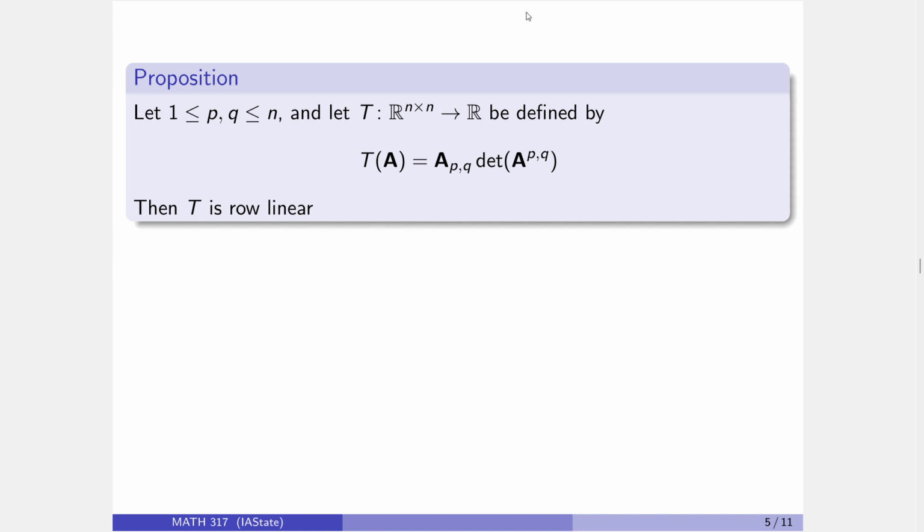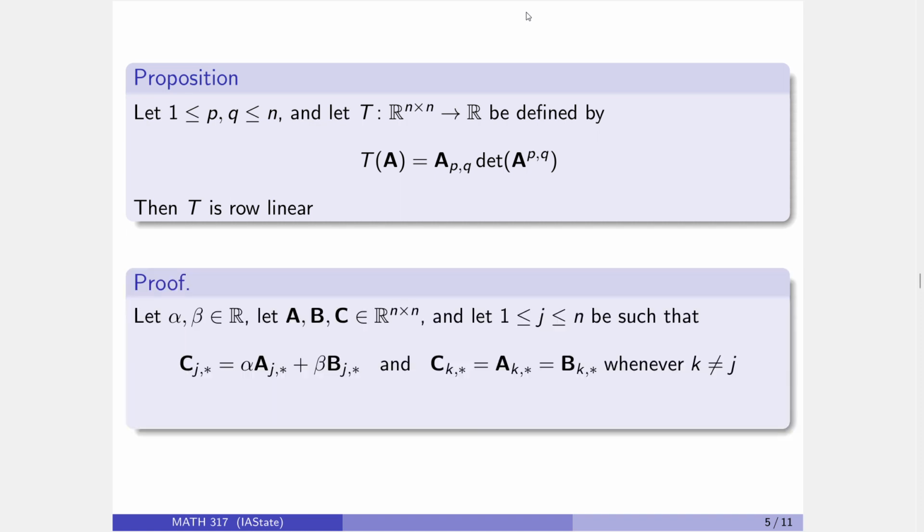Good stuff. And similarly, on your problem list, I'm going to make you prove something is row linear where you're multiplying the entries of a matrix. So this is a good one to pay attention to if you want some help with that homework problem. All right, so let's set it up.